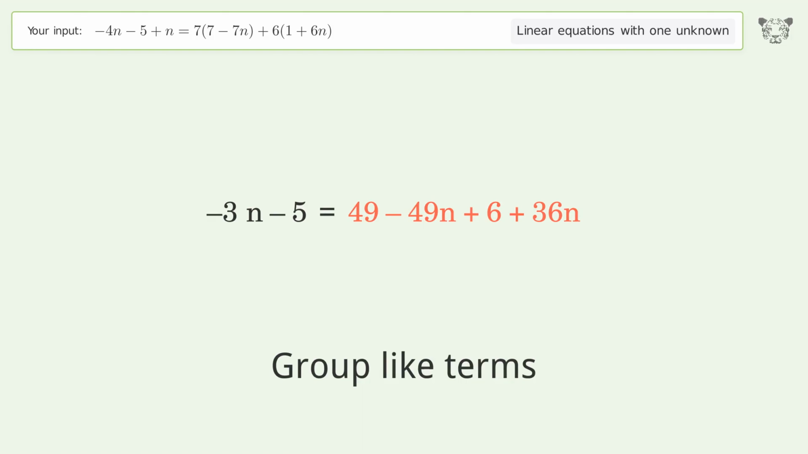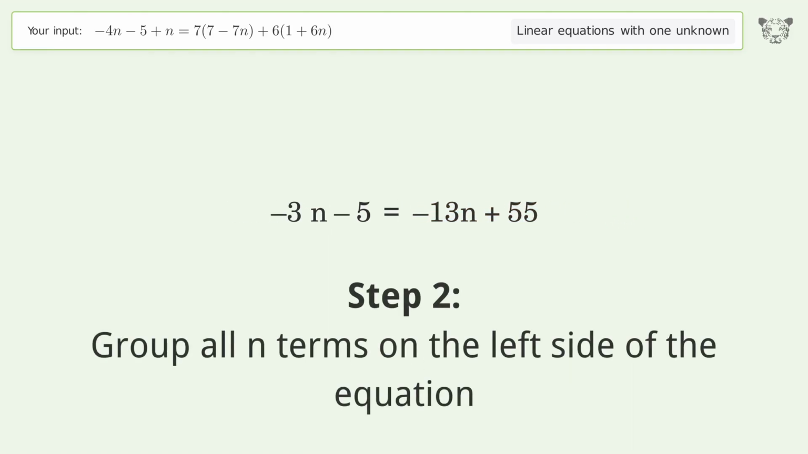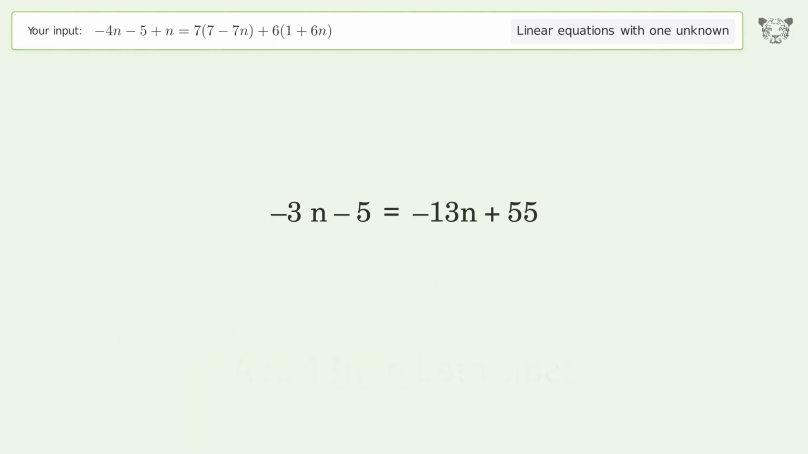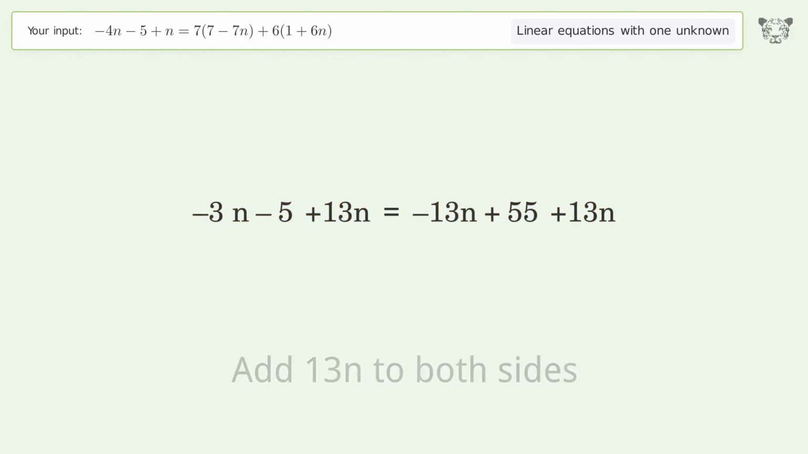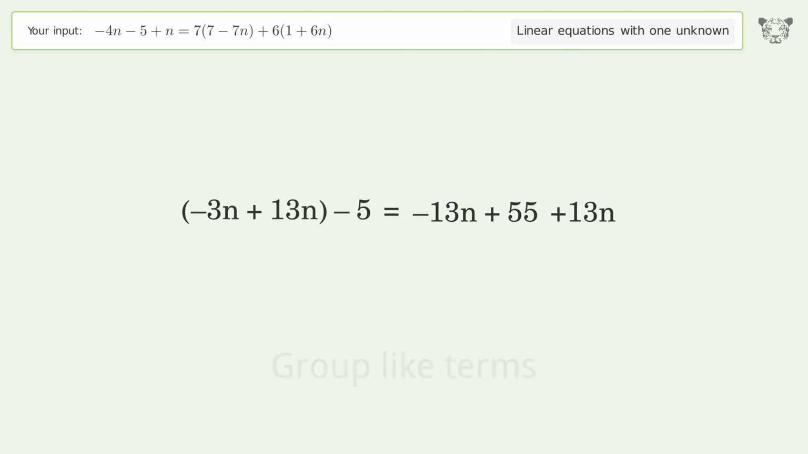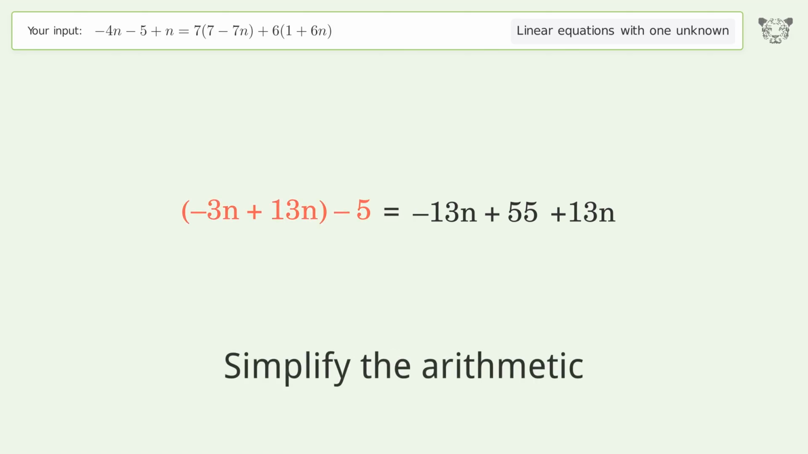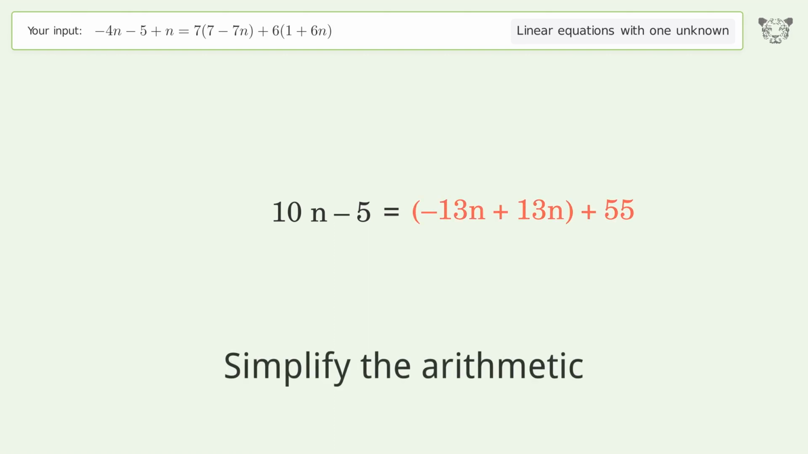Group like terms. Simplify the arithmetic. Group all n terms on the left side of the equation. Add 13n to both sides. Group like terms. Simplify the arithmetic. Group like terms. Simplify the arithmetic.